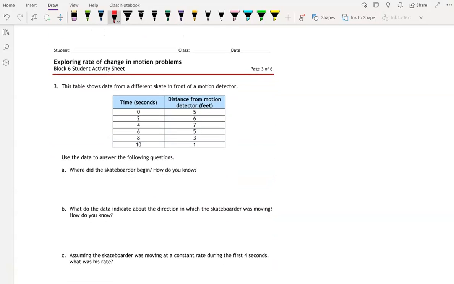I believe this will be page 203 in your math book. This table shows data from a different skateboarder in front of a motion detector. We're going to use this data to answer the following questions. Where did the skateboarder begin, and how do you know? Well, it's pretty easy to see where the skateboarder began because at 0 seconds, he was 5 feet from the motion detector. 5 feet from the detector.